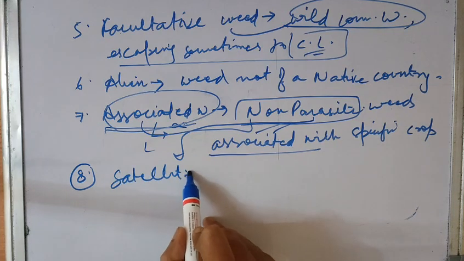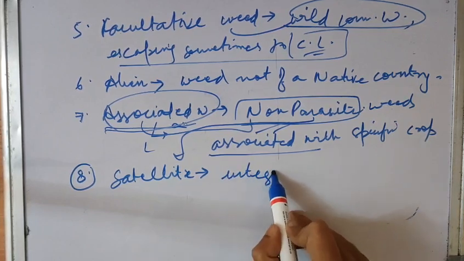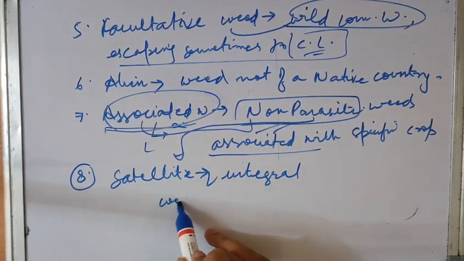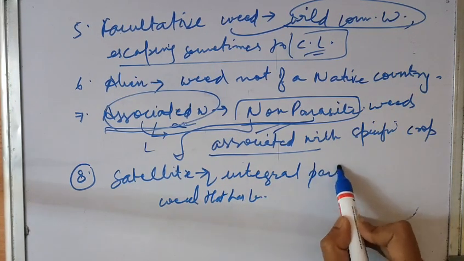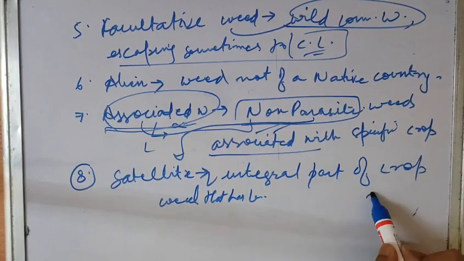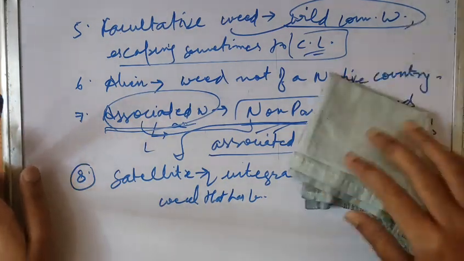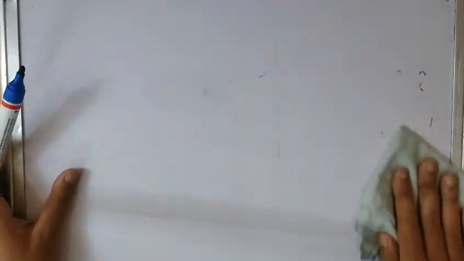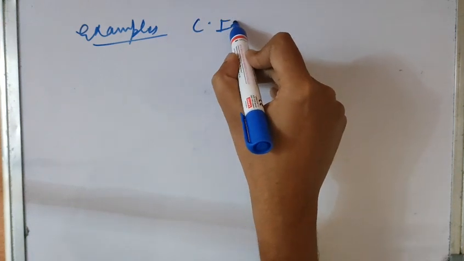Satellite weeds. These are weeds that have become integral parts of the crop ecosystem. So these are some common types of weed. Now going to some common examples of common Indian weeds.